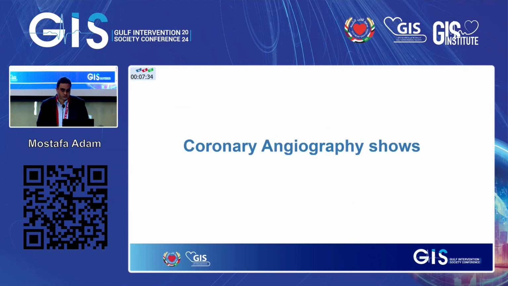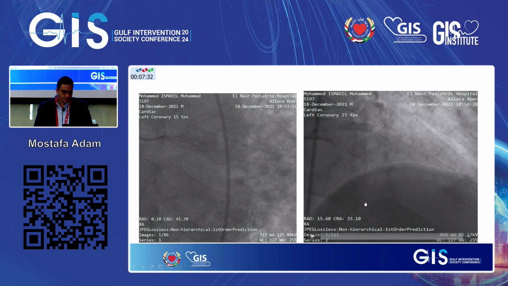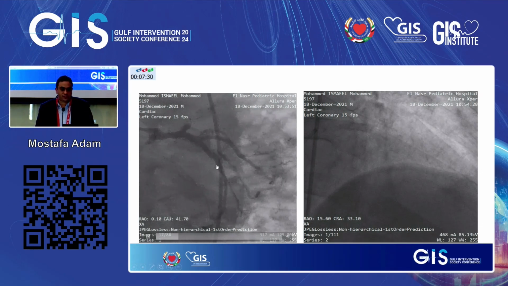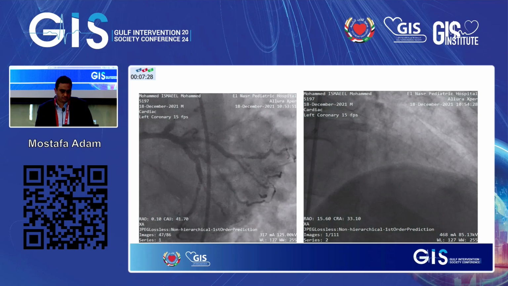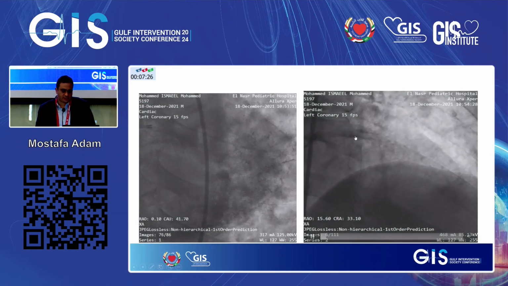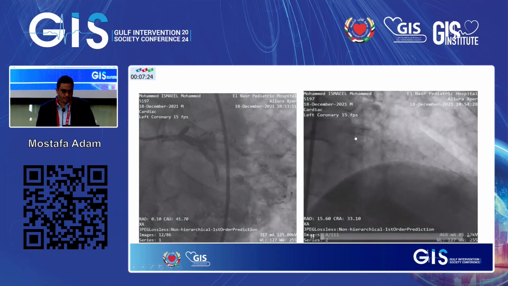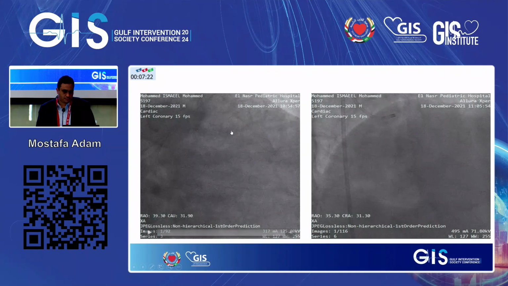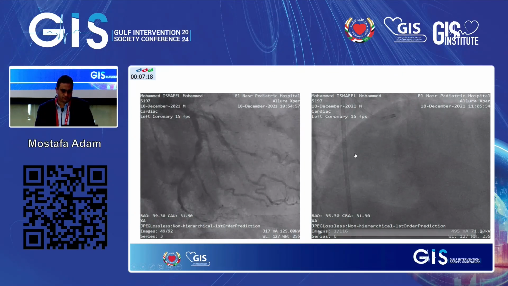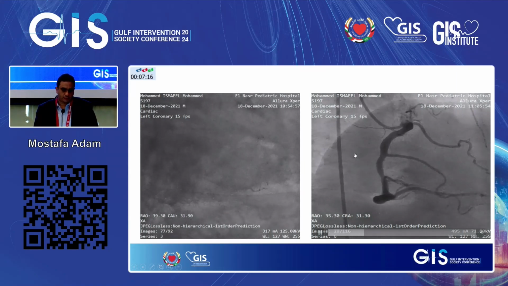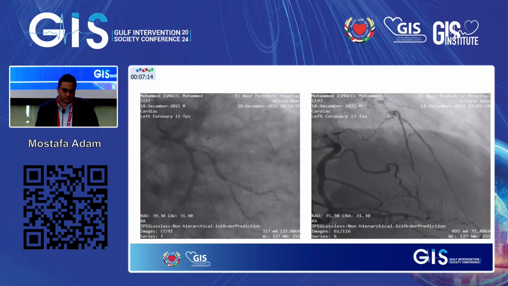So this is the coronary angio. We have a proximal total LAD, heavily calcified. And this is the injection from the RCA.